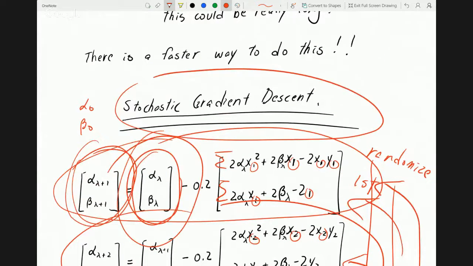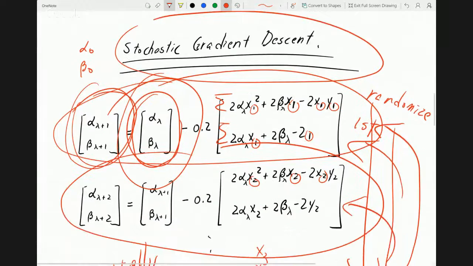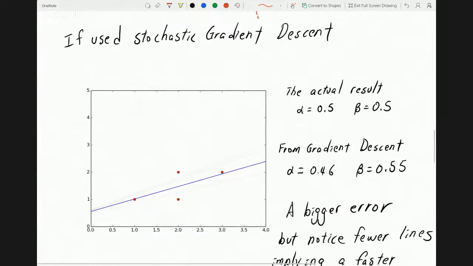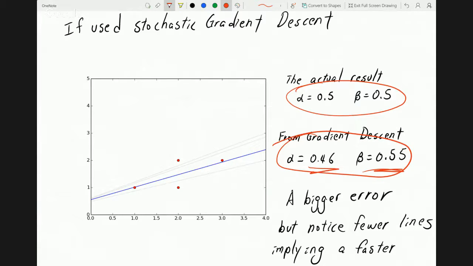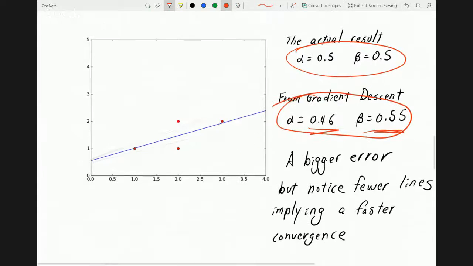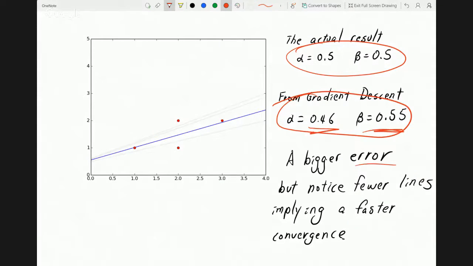And believe it or not, this is much, much faster at converging. Let me show you. Notice there are only 3 gray lines here, so it converged very fast. The speed was much faster. So the actual result was this, and the result from stochastic gradient descent is a little bit off. It's a bigger error, but notice it's significantly fewer lines.